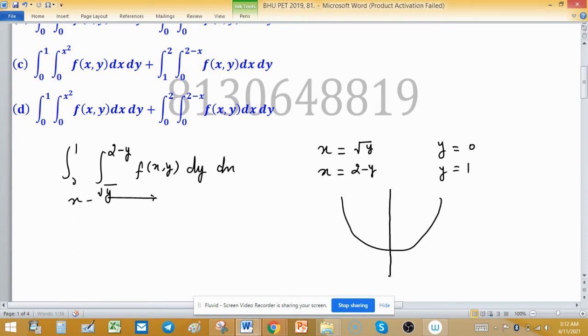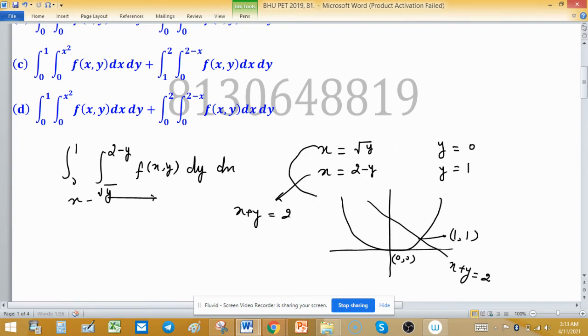So this is a parabolic structure, this is the origin 0 0, and this is the line represented by x plus y is 2. This point is 1 comma 1. Because x equal to root y represents only the positive values of x, the shaded portion is the region.